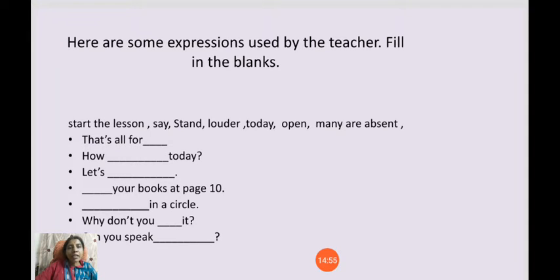In the first line, there are some words. Look at the words. Start the lesson. That is a phrase. Some words and phrases: say, stand, louder, today, open, many are absent. So these are some words and phrases given there. You fill the blanks with appropriate words and phrases given. Take a few minutes.